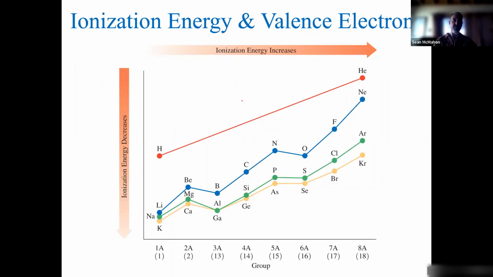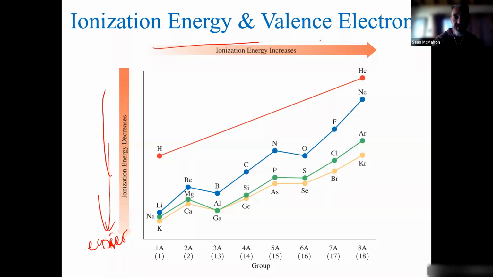So the basic trend, what do we notice? Ionization energy decreases. It's easier to remove electrons as I go down, and it's harder to remove electrons as I go left to right. Now, there are some dips. I'll talk about those exceptions in an additional video that I'll add for the outline of the course.